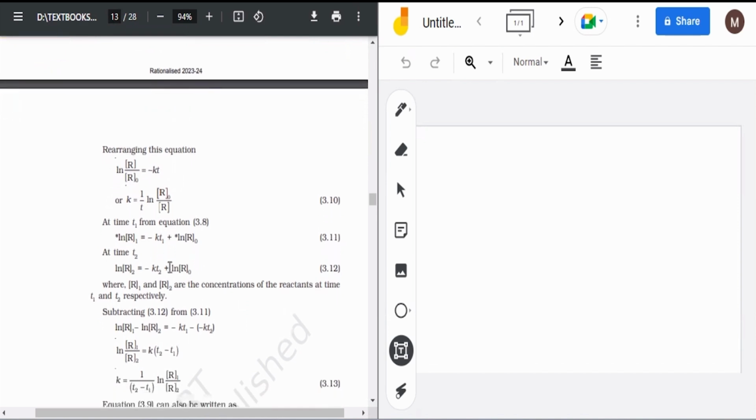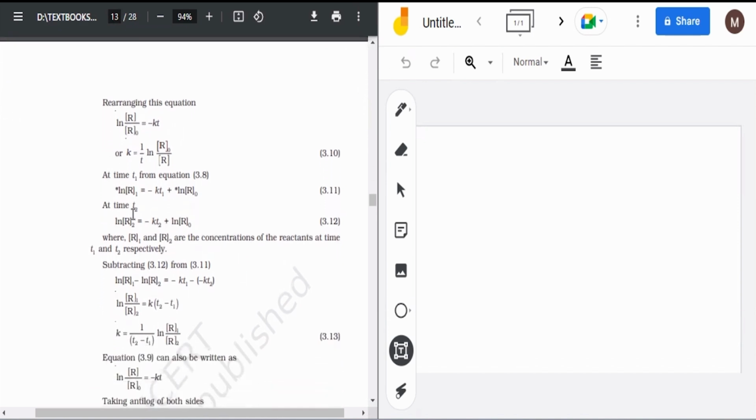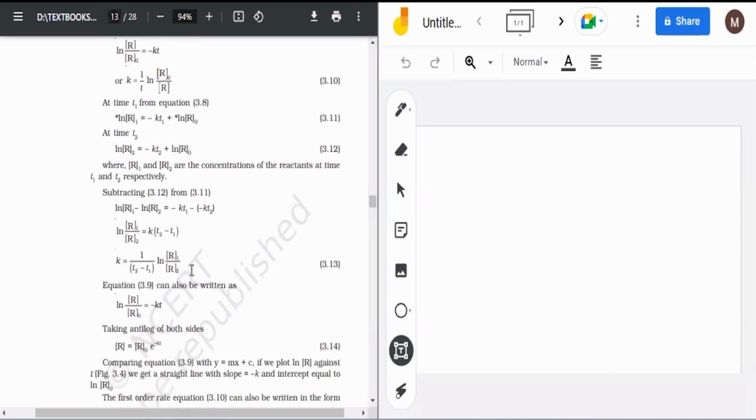Okay. At time t1, the reaction is this much. At time t2, this is this thing. So at any particular time, if you don't want to take R naught to be equal to initial concentration, then you can take R1 by R2, where R1 is the concentration at time t1 and R2 is the concentration at time t2. So k is equal to 1 upon t2 minus t1 ln of R1 by R2.